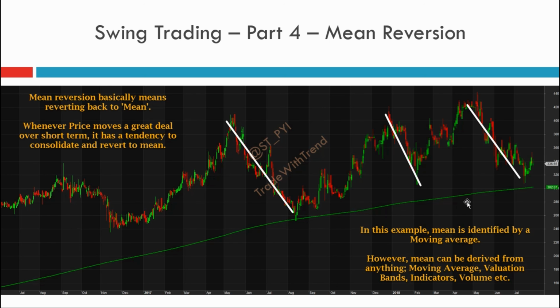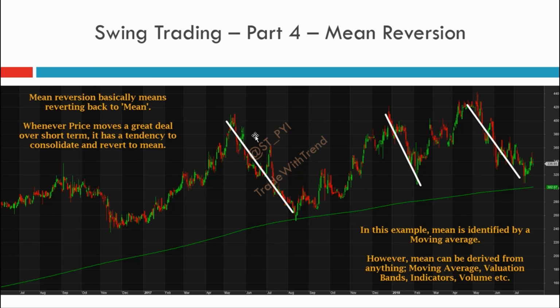So mean here is the 200-day moving average, but mean can be anything. Mean can be a moving average or some valuation parameter or some indicator bands or some volume analysis level that is determined. It can be anything, but in this specific example I've just taken up moving averages to explain this concept better. So in this case, what you see is price moved away from the mean. So what would mean reversion mean? It would mean that price would again revert back to the mean, and mean here is the moving average.